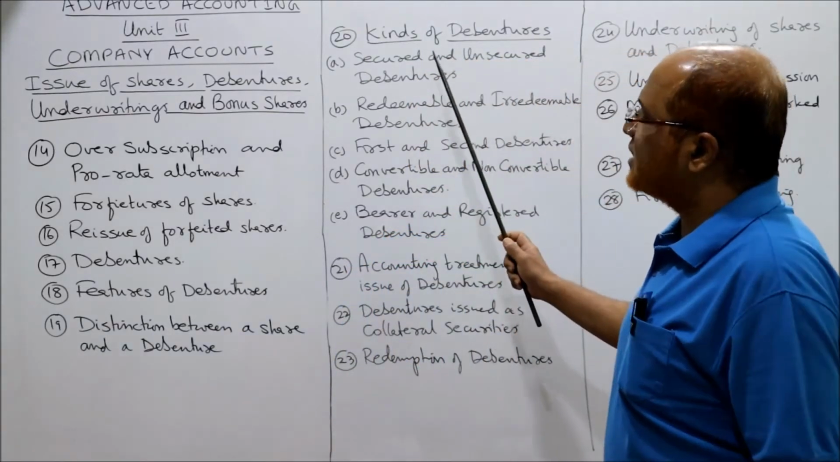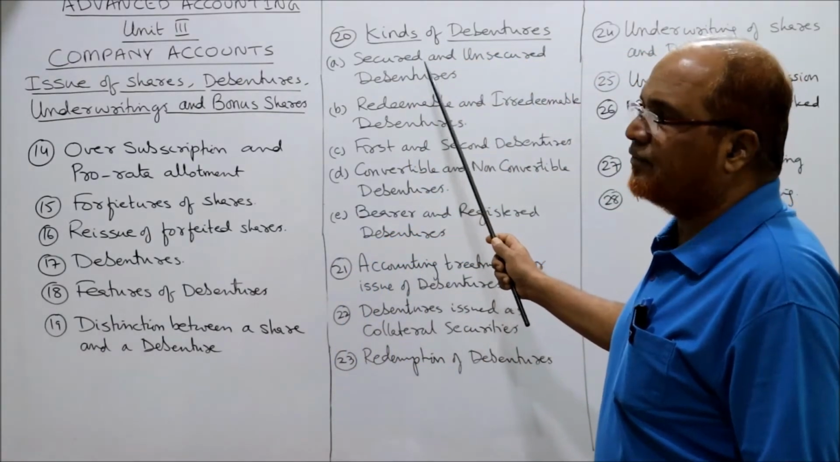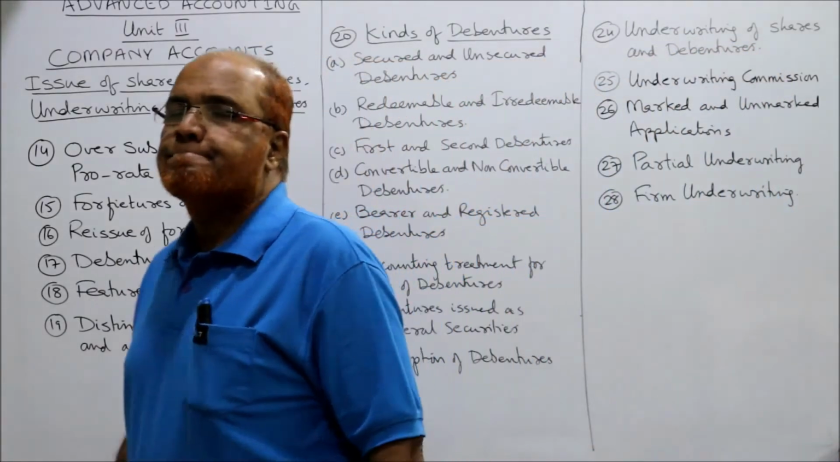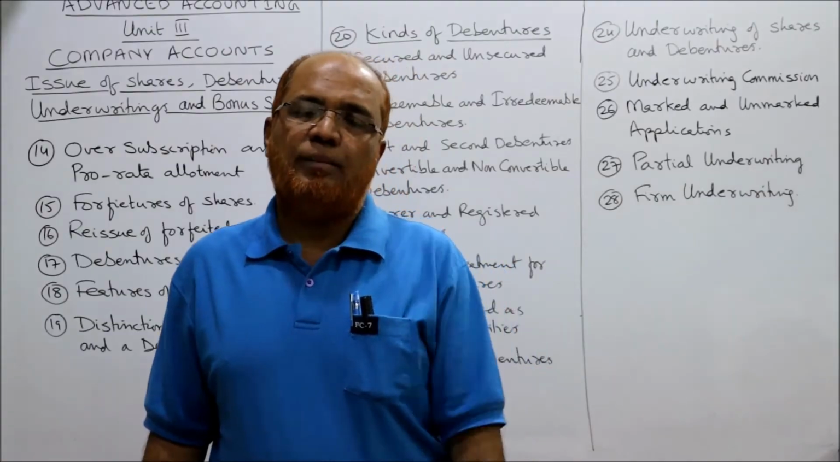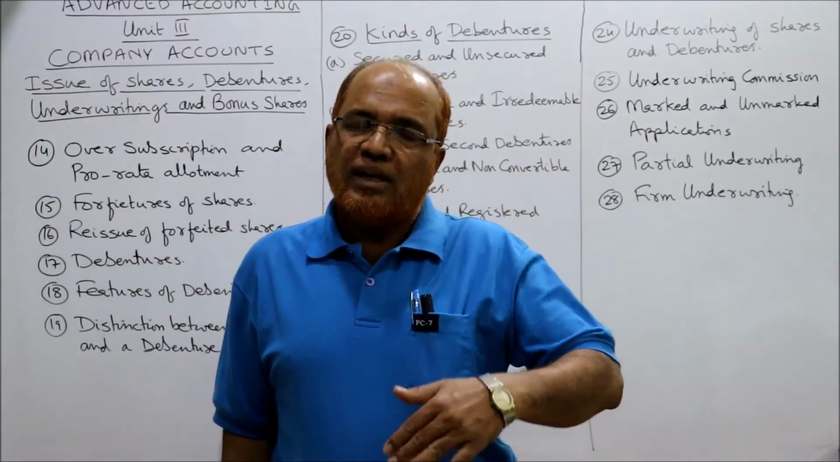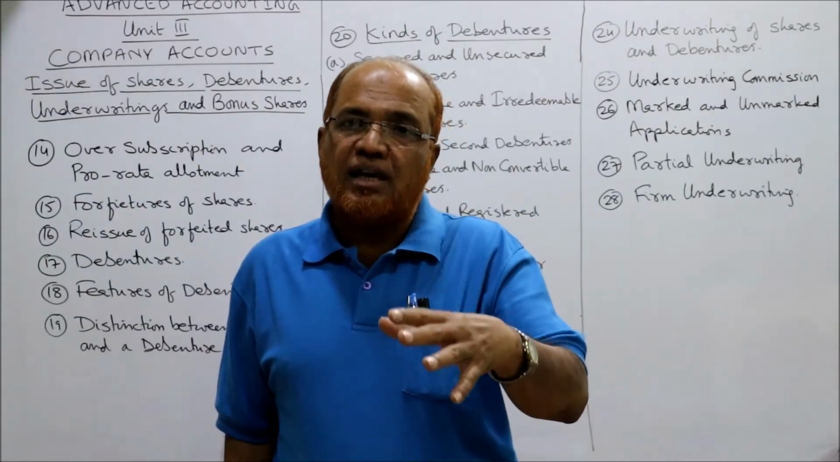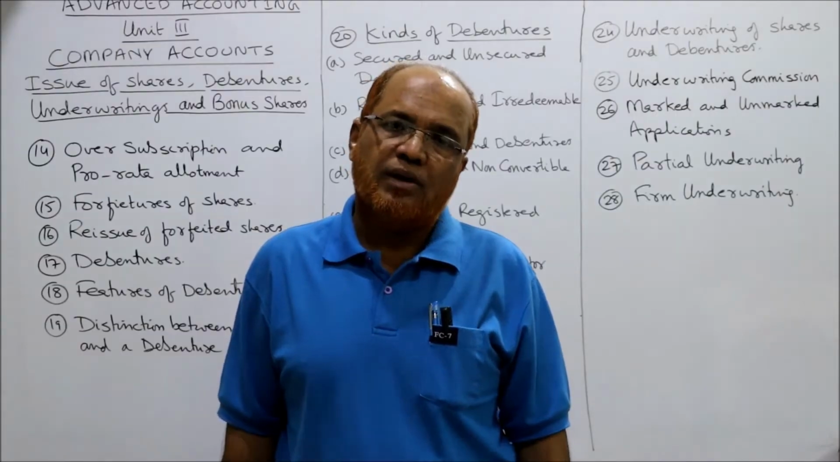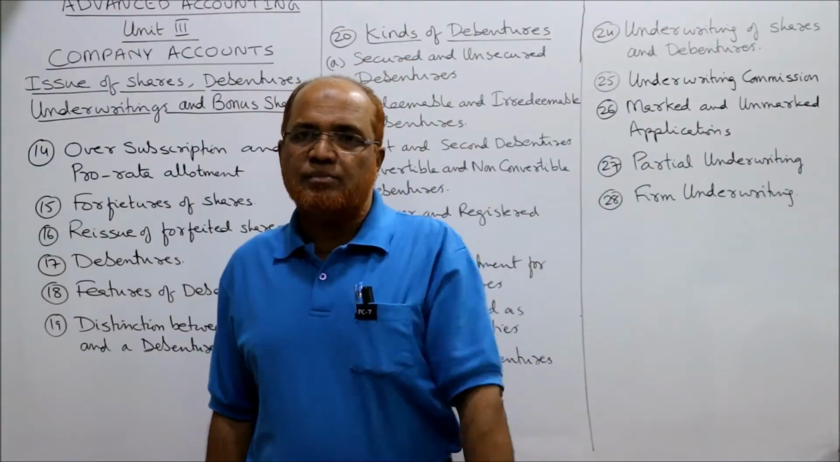The first different debentures are secured and unsecured debenture. On the basis of security, debentures can be classified into secured and unsecured. Security means when the debentures are issued on some security of the assets of the company, it is called secured debenture. Normally, the lender wants some security.